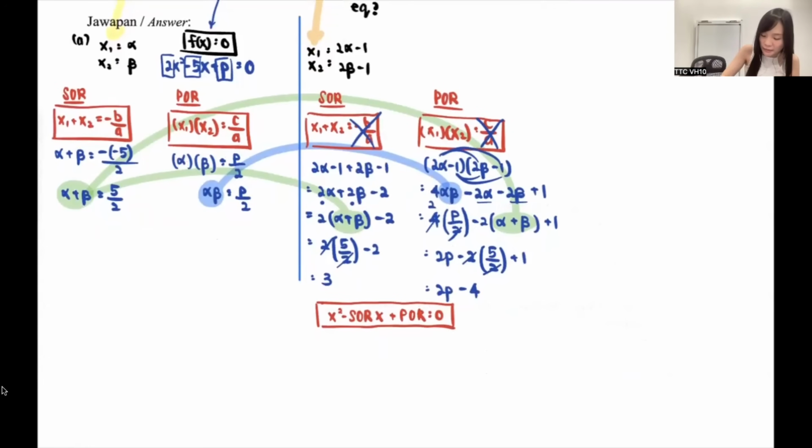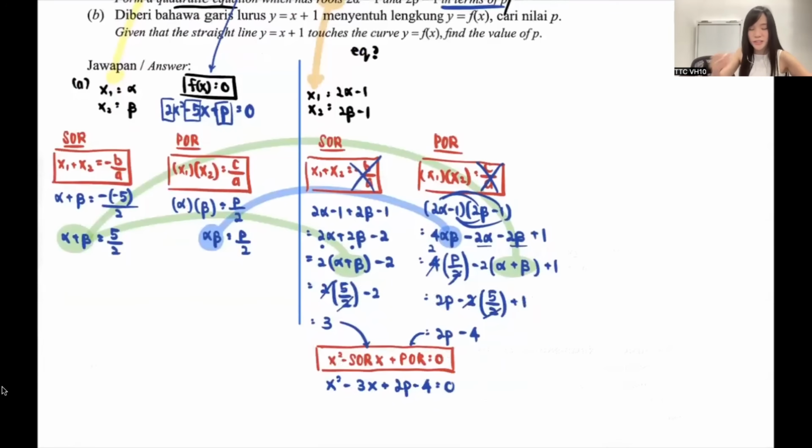So my dear, now let me sub inside x squared minus. My SOR is 3. My POR is 2p minus 4. You see? Sub your SOR in, sub your POR in. That is the answer. So this is exactly how the answer looks like. So guys, how many marks do they give you? Wow, only 3 marks.